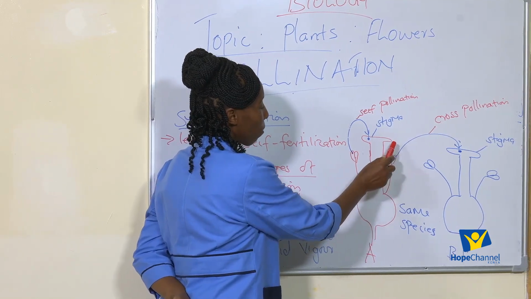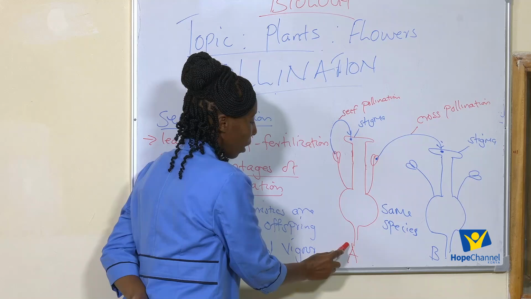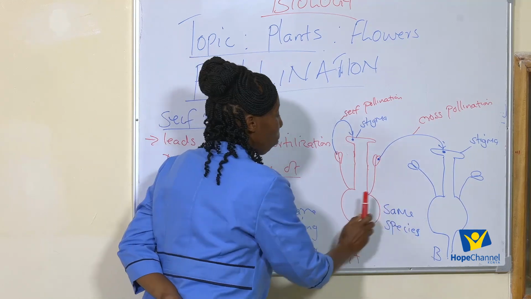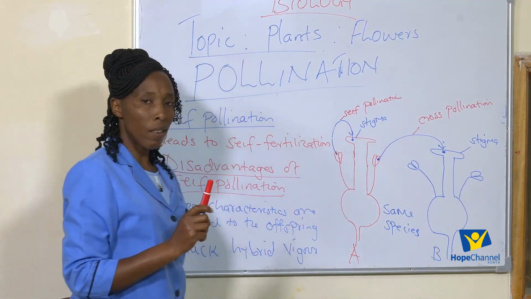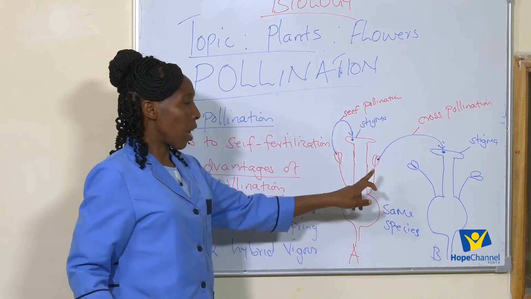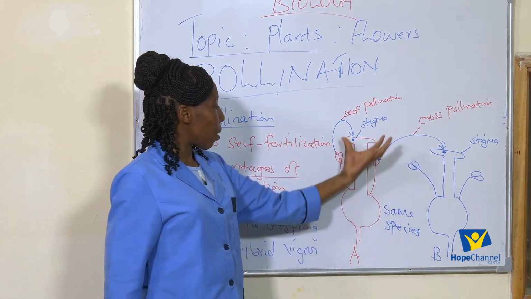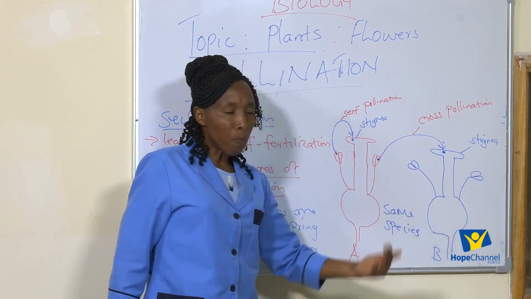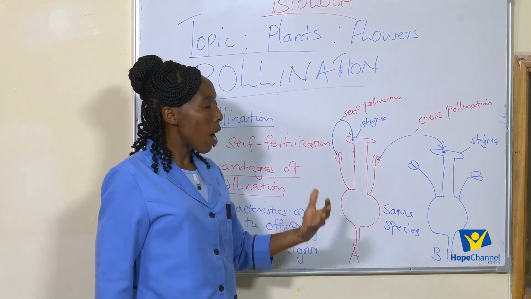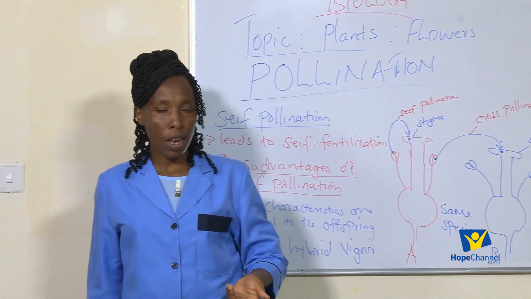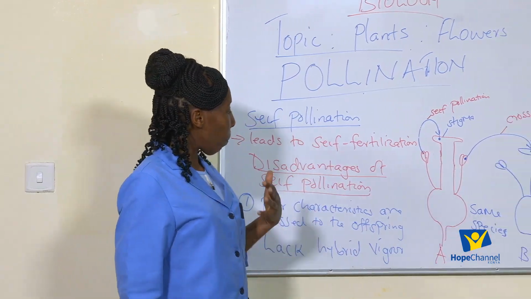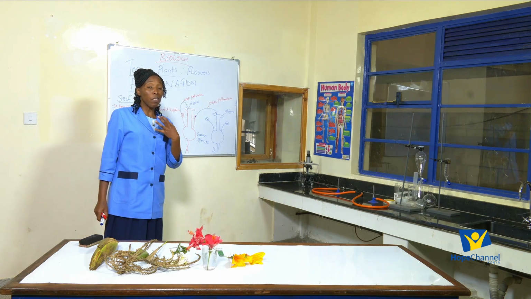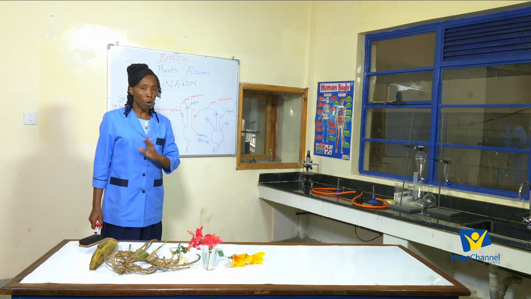Now, when we talk about cross-pollination, in this case, pollen grains are transferred from the anthers of plant A to the stigma of plant B, yet these two plants are of the same species. What does that mean? It means there is exchange of genes. The genes from this plant will fuse with the genes from this other plant, and the offspring that you produce will have better characteristics.